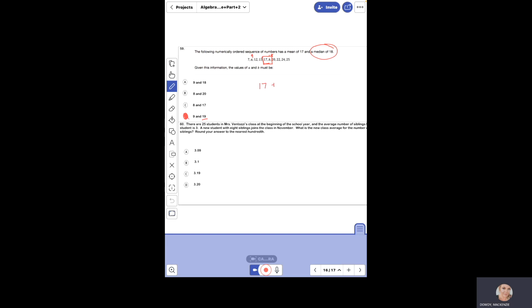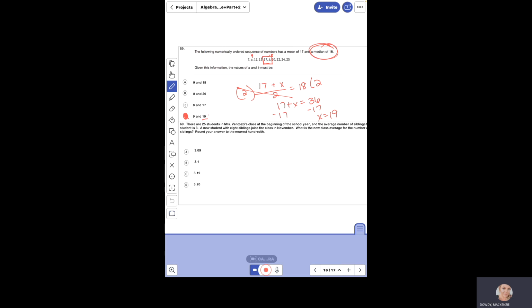You could also do that as 17 plus X divided by 2 equals 18. Then you multiply both sides by 2 and get 17 plus X equals 36. Subtract 17 from both sides, and you get X is equal to 19. So you can see that the numbers are 9 and 19.